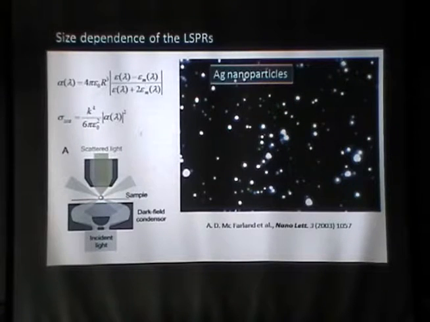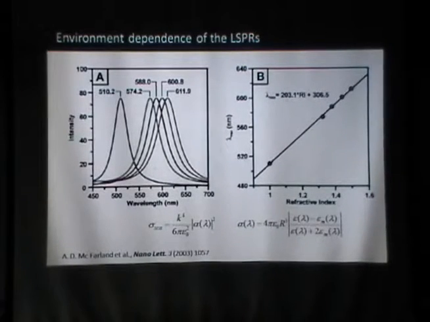So the first take-home message is the resonance condition depends on the size. The second concept is that the resonance condition also depends on the dielectric constant of the surrounding media, here this epsilon m. What you see here is the resonance spectrum of one silver nanoparticle, and as a function of the refractive index of the surrounding media, simply changing from air to water, alcohol, and so on, we see how the resonance shifts. And here you see the maximum of the resonance is more or less linear with the refractive index change.